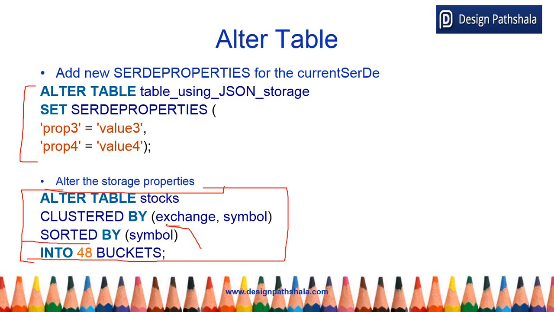So there will be 48 buckets which will be created inside each partition if my table is partitioned. Otherwise, if the table is not partitioned, 48 different files will be created for you, and each file has only the symbols corresponding to the hash key for which this file is intended. Make sense? I'll show you this in an example in the next few minutes. But does it make sense?